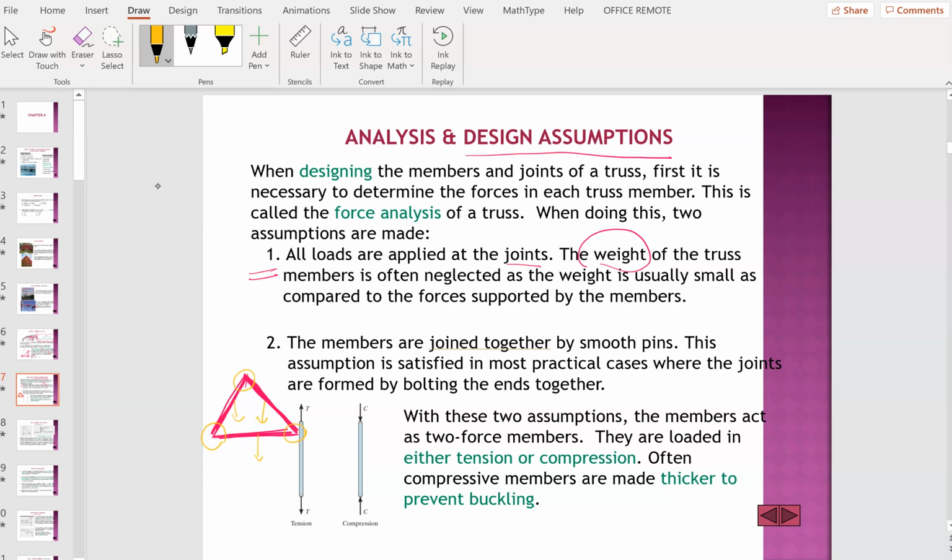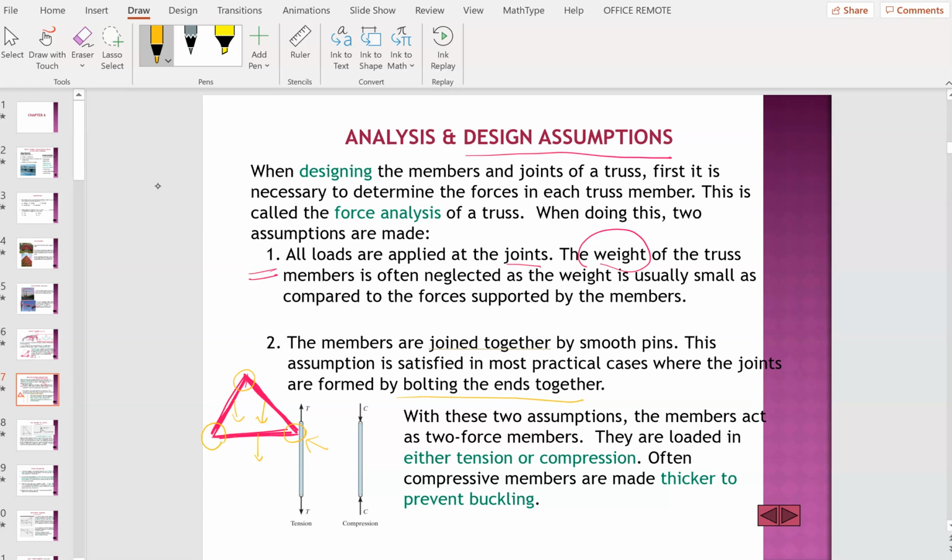The second assumption is that the members are joined together by smooth pins. So this joint here is actually a smooth pin. This assumption is satisfied in most practical cases where the joints are formed by bolting the ends together. Most of the time it's bolted together.